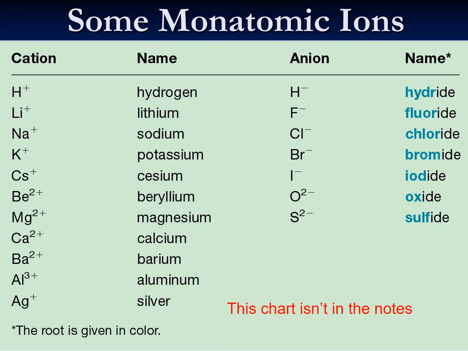Here are a few other examples of ions and their names. This chart is not in your notes, but you should see that on the left-hand side, the positive ions have the same name as the element. You don't change them. The anion, on the other hand, always changes to -ide if it is a single atom. So O, oxygen, becomes oxide. Sulfur becomes sulfide.